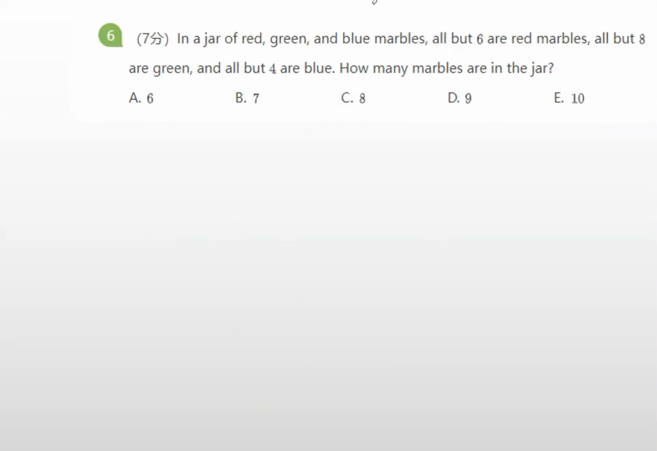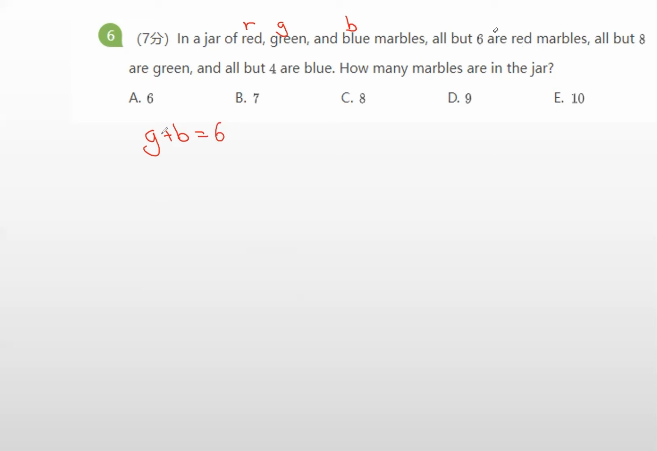All right, question 6. So in a jar of red, green, and blue marbles, all but 6 are red and all but 8 are green and all but 4 are blue. How many marbles are in the jar? So here we can say red as R, green as G, blue as B. So we have all but 6 are red marbles. So we have green plus blue gives us 6, right? Green plus blue gives 6.